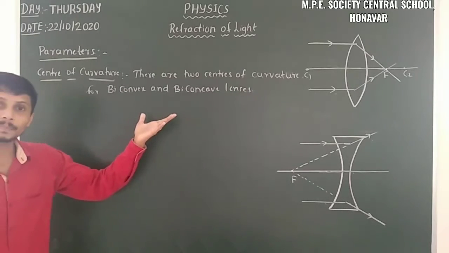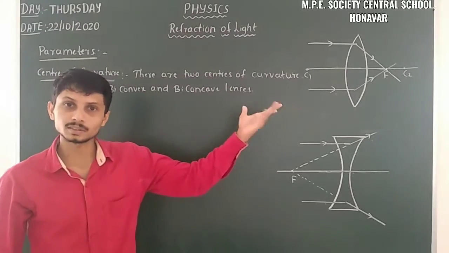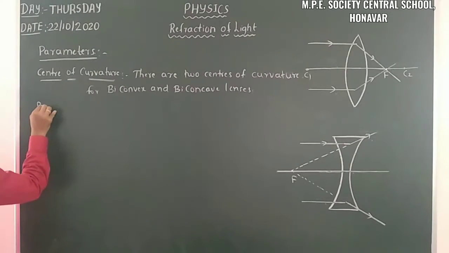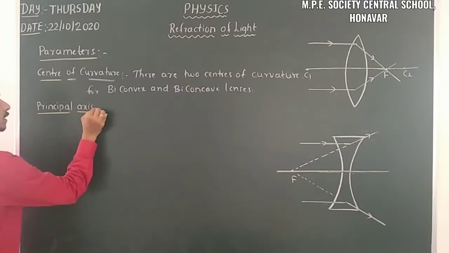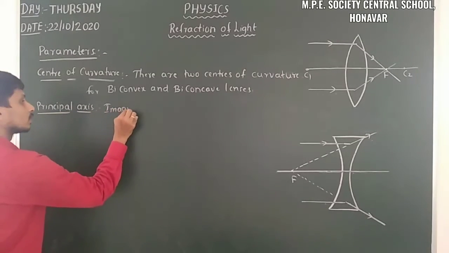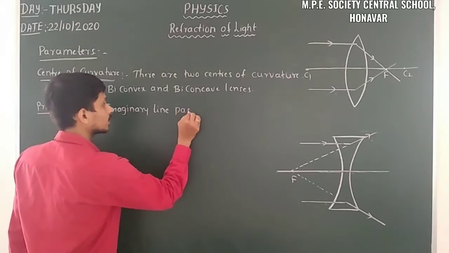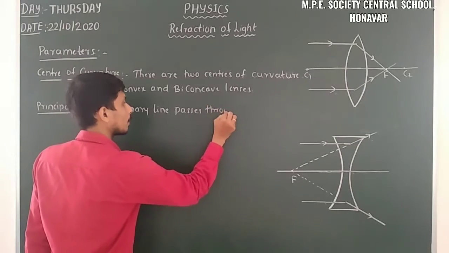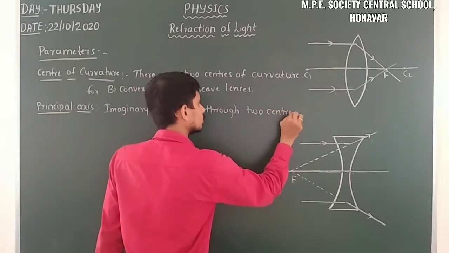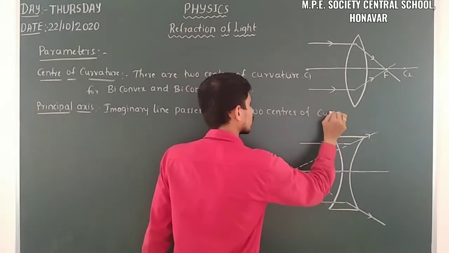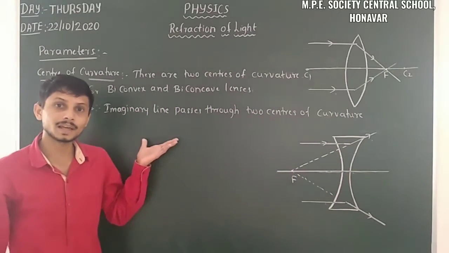Another parameter is the principal axis. We know that the imaginary line that passes through the two centers of curvature is the principal axis. Principal axis, that is an imaginary line passes through two centers of curvature.